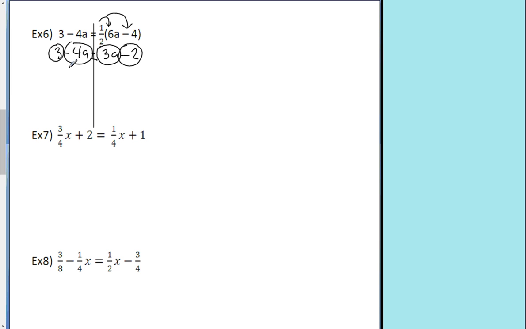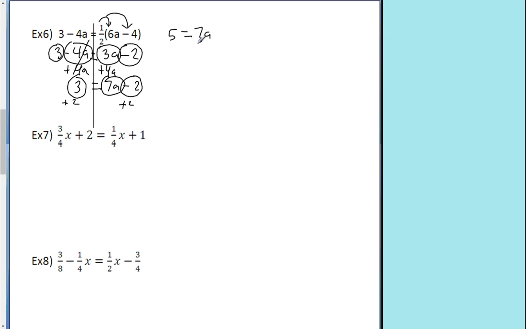So I want to get rid of this. How do I get rid of negative 4a? Add a positive 4a. If I add it to that side, I've got to add it to the other side too. That makes 0. I'm left with 3 equals 3a plus 4a, which is 7a, minus 2. Rechunk. Pretty soon you're not going to have to circle things. You're going to start seeing those chunks, and that's good, but not yet. What do I want to get rid of now? The negative 2. How do I get rid of negative 2? Add a positive 2. So add 2 to both sides. I'm left with 5 equals 7a.